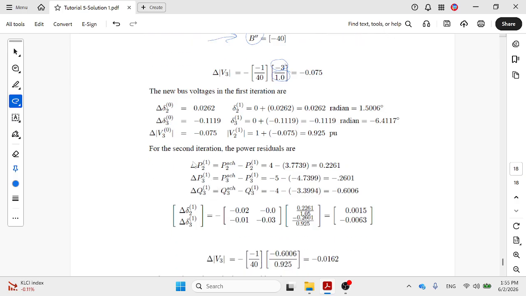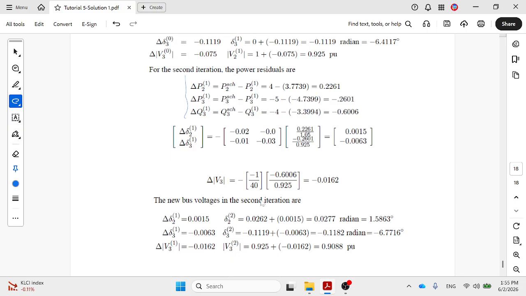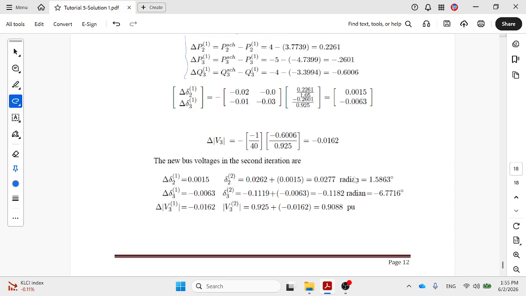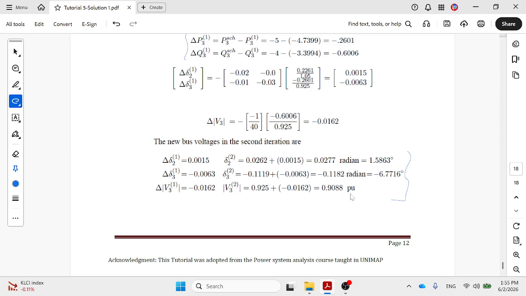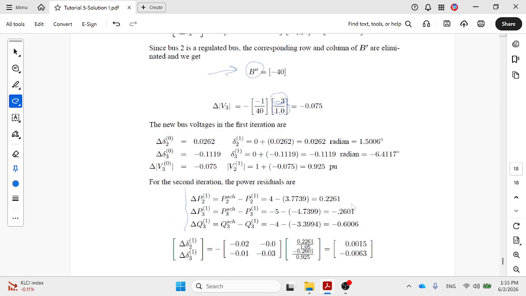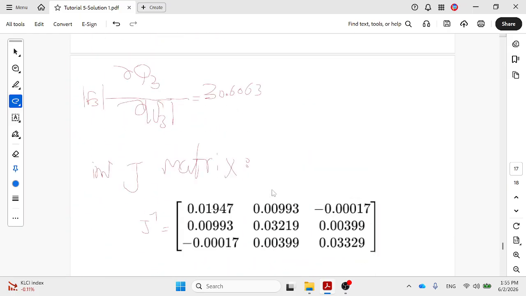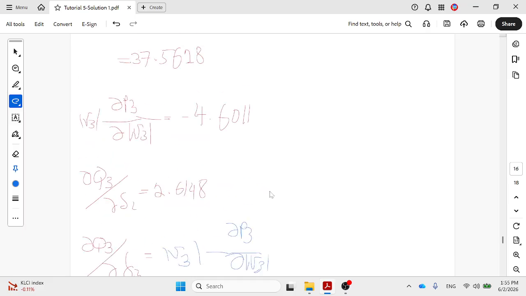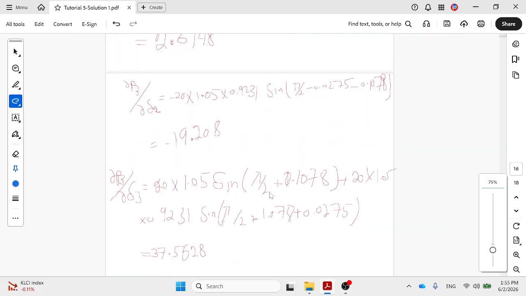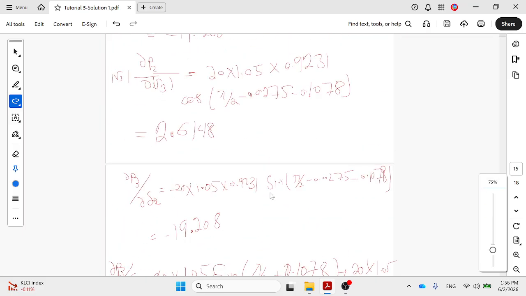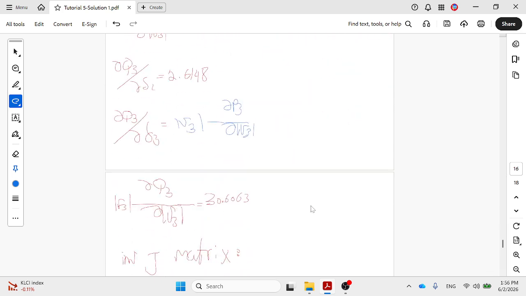The next iteration is highlighted here. Again, first you calculate the mismatch, put in V3 and delta 2 and 3. And you can see again, easily you reach the same or a close value. The fast decoupled method is not covered in the final exam for sure, so you can review it later by yourself. That's all for the tutorial.